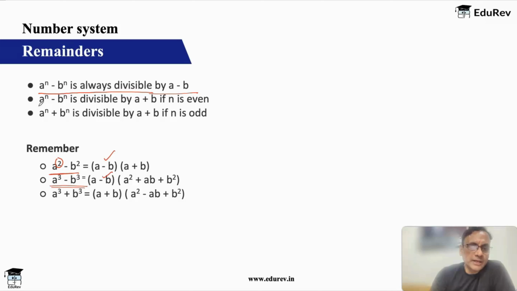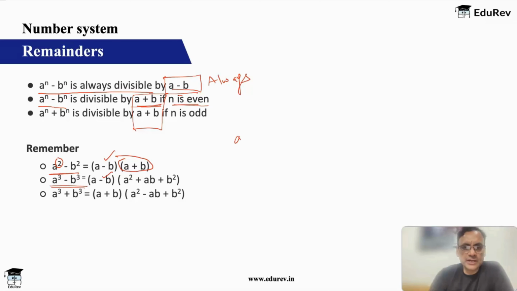And a to the power n minus b to the power n is divisible by a plus b if n is even. Now for plus there is a rule. For a minus b there is no rule. A minus b, this is always. Okay, but a to the power n minus b to the power n is divisible by a plus b if n is even. You can see here, it is divisible by a plus b when n is even.